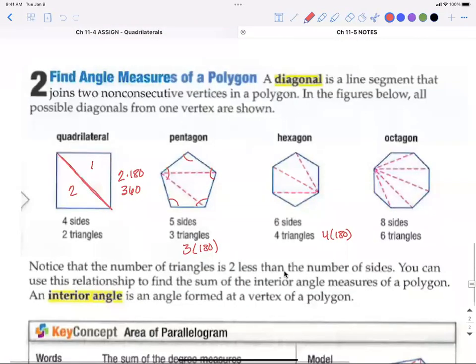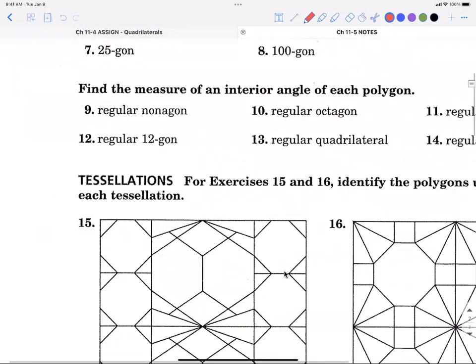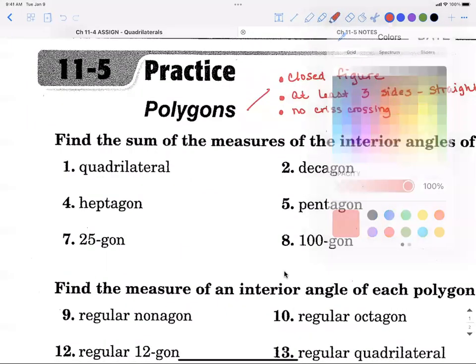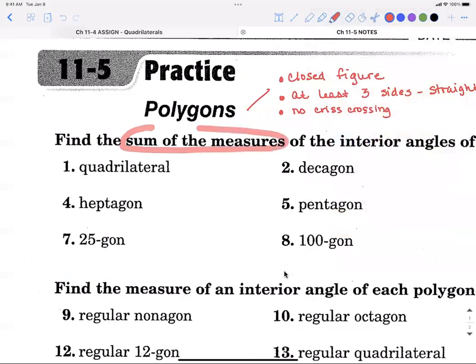So the official equation that I want you to write down, and I want you to circle or highlight this right here: the sum of the measures. It's important, because there are going to be 2 different things you're going to have to do in your homework. The equation for the sum of the measures is what we just talked about. It's the number of sides, and that's what N stands for, minus 2, times 180. And that equals the sum of the measures of all the interior angles.